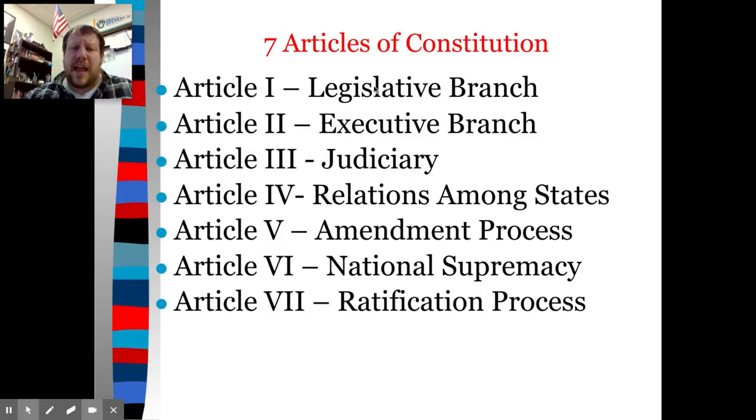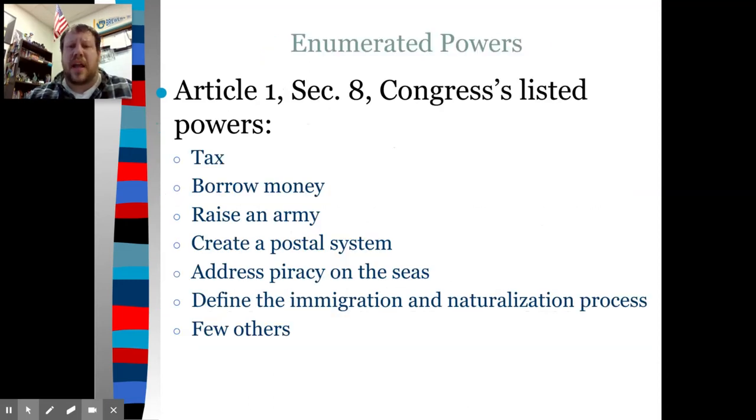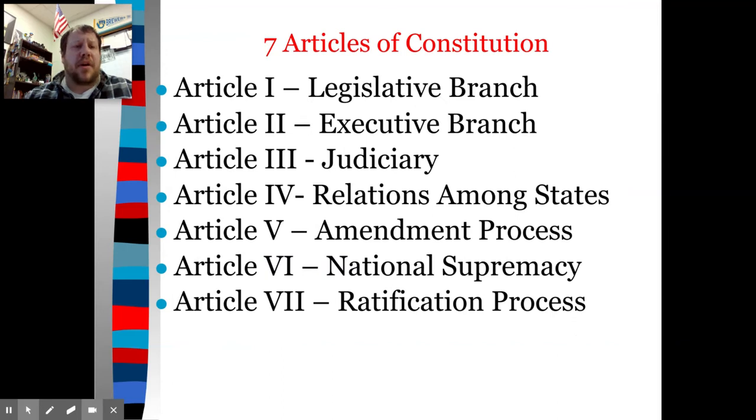Here are the 7 articles we have to break down. Our legislative branch, Article 1; executive, Article 2; judicial, Article 3. Article 4 is relations among the states. Article 5 is the amendment process. Article 6 is the supremacy clause. Article 7 is how we ratify and put our country together. Now, the main parts I want you to highlight in your Constitutions. If you don't have it out yet, make sure you grab that from me, okay?